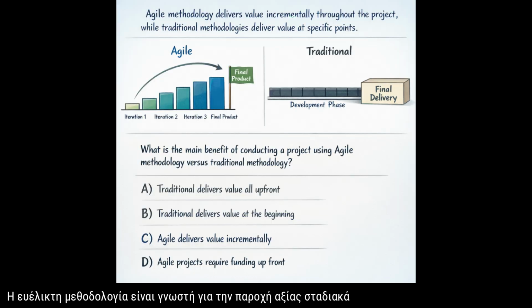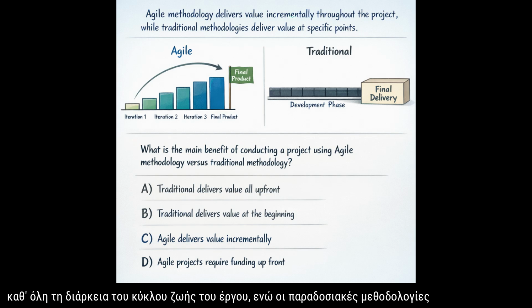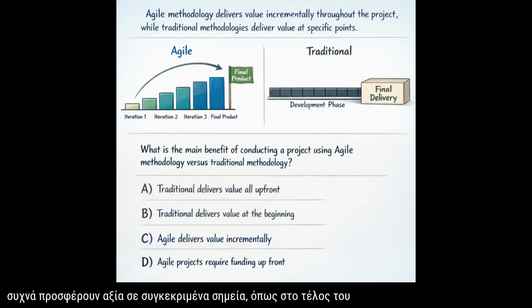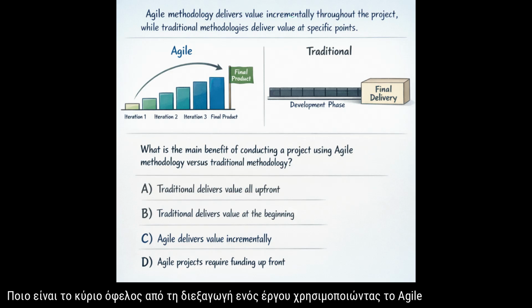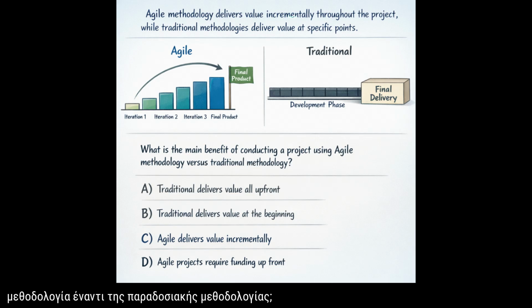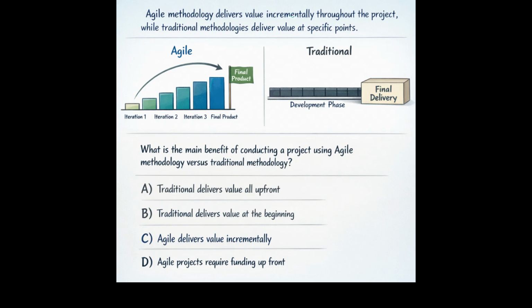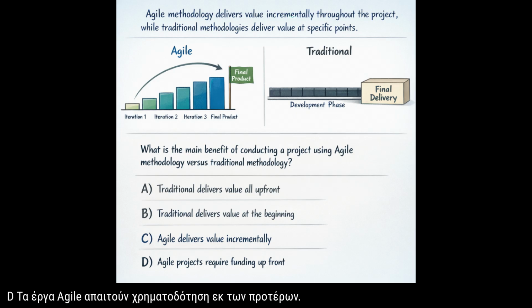Agile methodology is known for delivering value incrementally throughout the project lifecycle, while traditional methodologies often deliver value at specific points, such as at the end of the project. What is the main benefit of conducting a project using Agile methodology versus traditional methodology? A. Traditional delivers value all up front. B. Traditional delivers value at the beginning. C. Agile delivers value incrementally. D. Agile projects require funding up front.